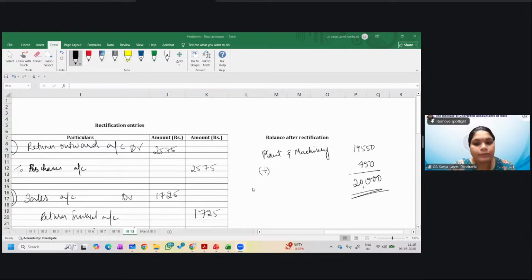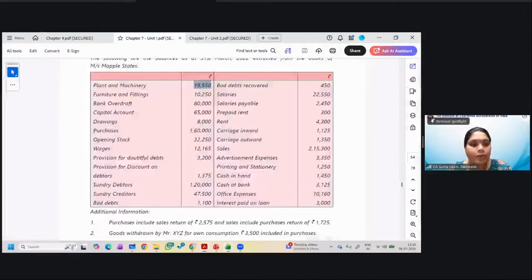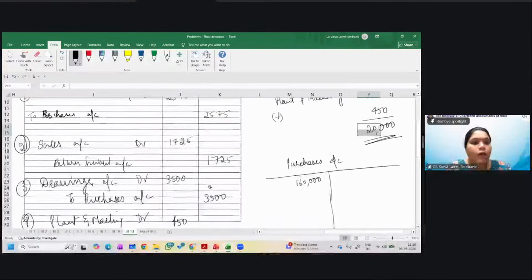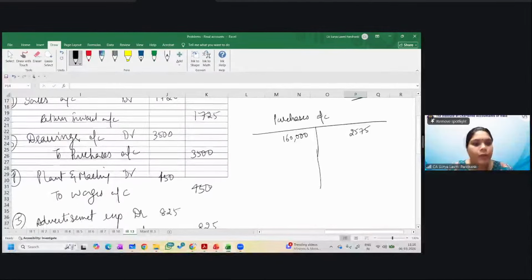We also have purchases account. What is the value of purchases? Let us go there. What is the value of purchases? 1,60,000, correct? 1,60,000 is the purchases. For this, you have done so many adjustments, so we have to do all of them. What are added, what are deducted? Let us see that. For the first entry, you will have to deduct 2,575. Yes? Okay. Next entry is what?